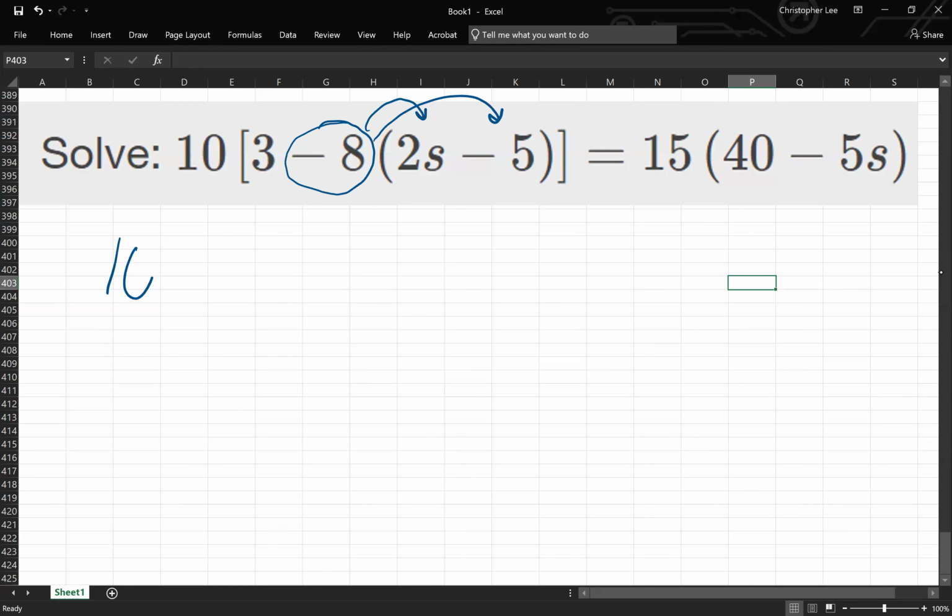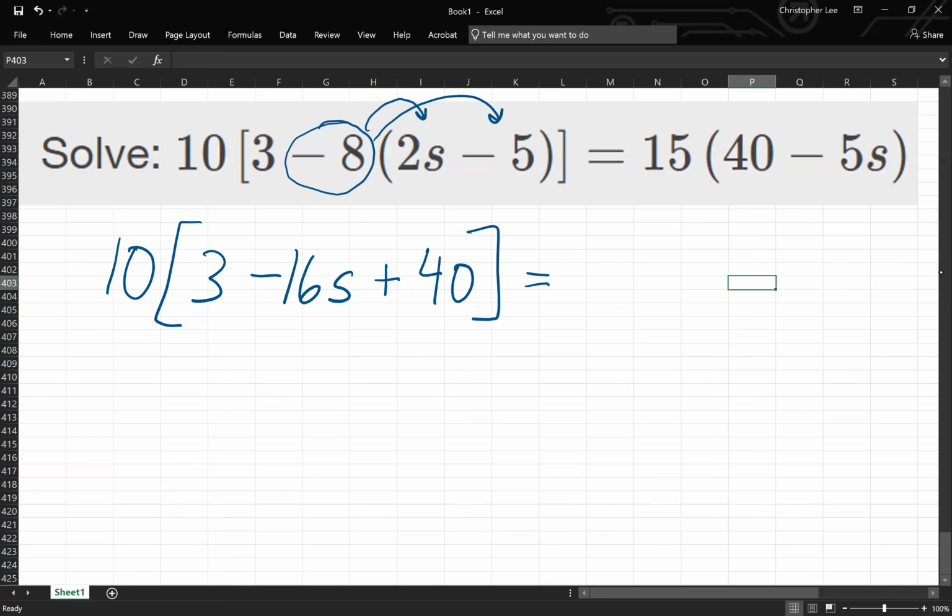I have 10, open bracket, 3, -8 times 2s becomes -16s. And now -8 times -5 becomes... good. I'm just going to kill the bracket right there. All right. Equals. What about the right-hand side? What should I do first? The 15, right? Good.